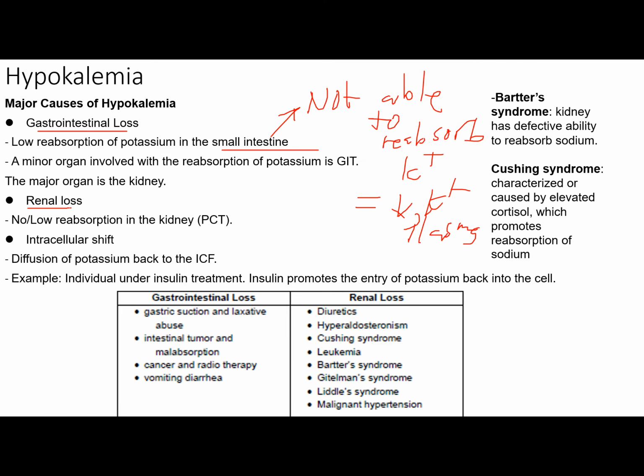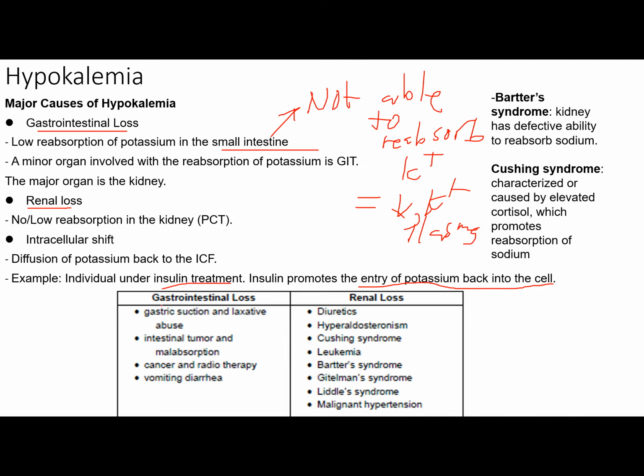Then we also have your renal loss, low reabsorption of the kidney, in the PCT. Intracellular shift, diffusion of potassium back to the ICM. So from the plasma, class, potassium will now go inside the cell. Example of this is an individual undergoing insulin treatment. Insulin, class, promotes the entry of potassium back into the cell. So some diabetics, class, would suffer from hypokalemia.